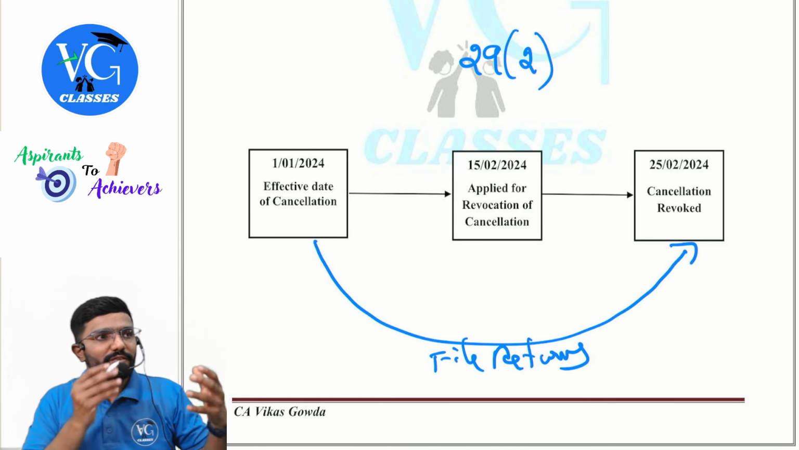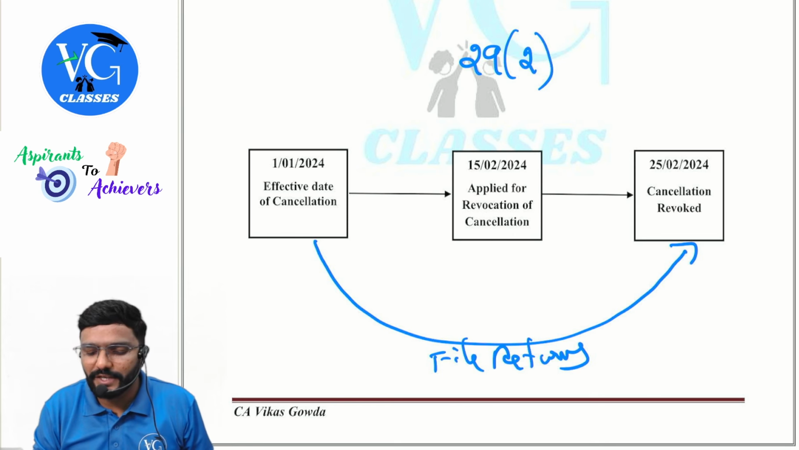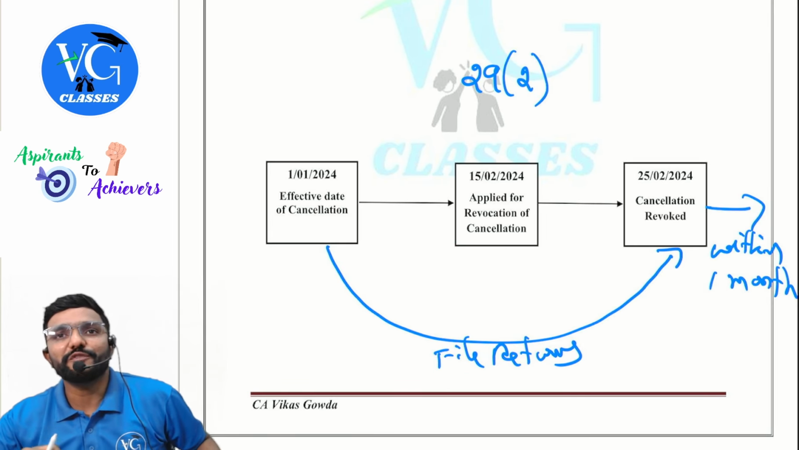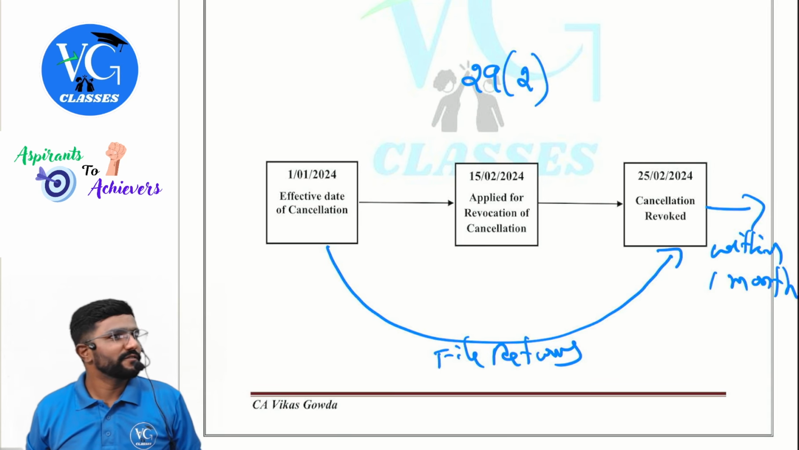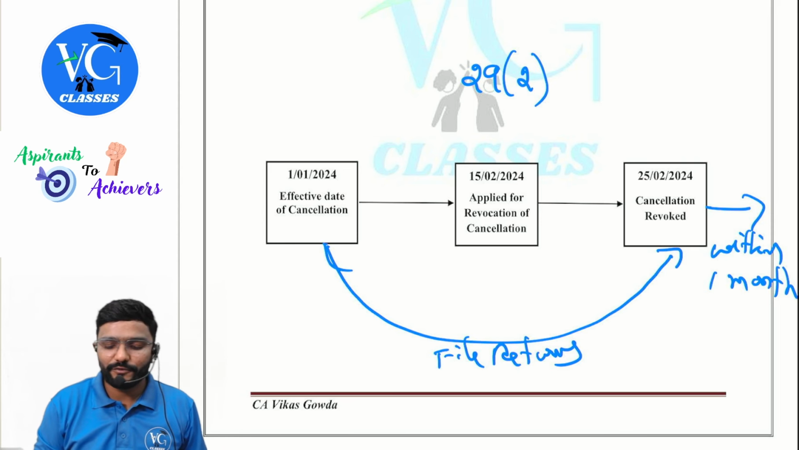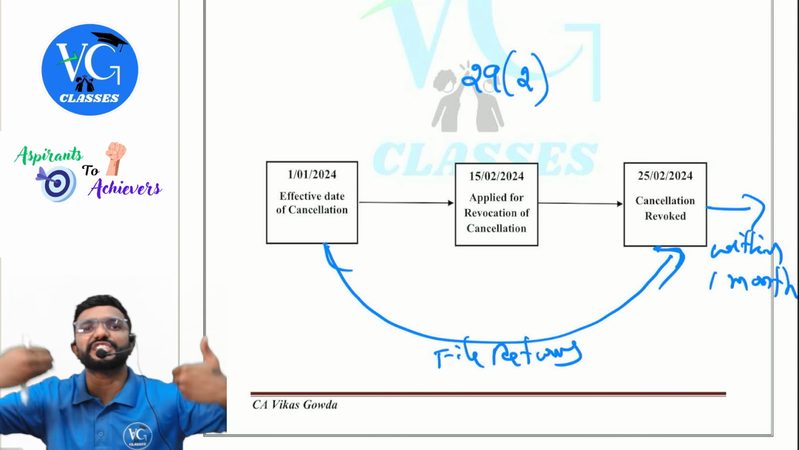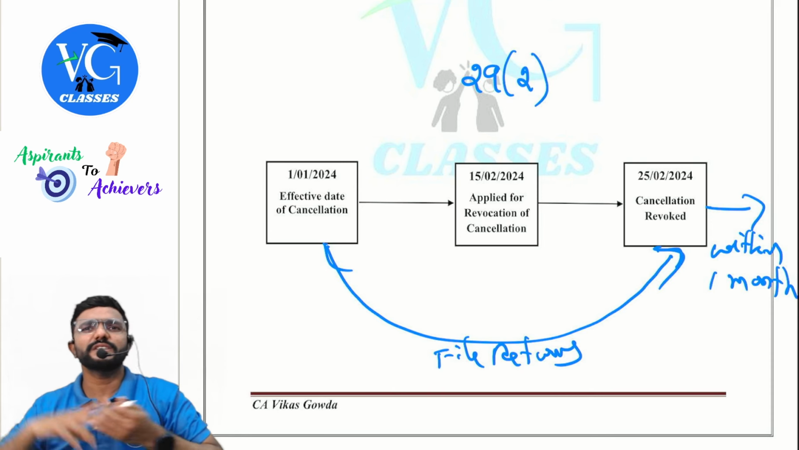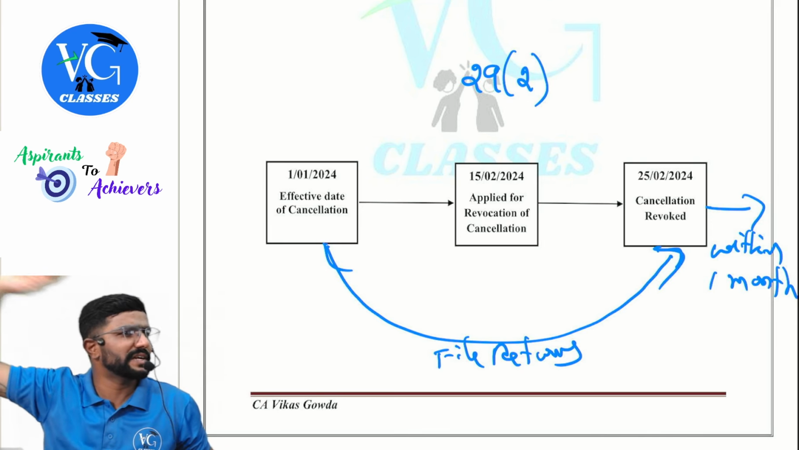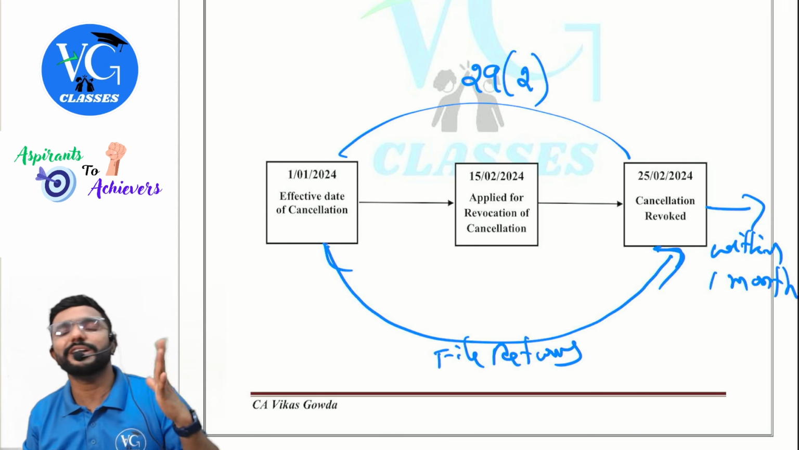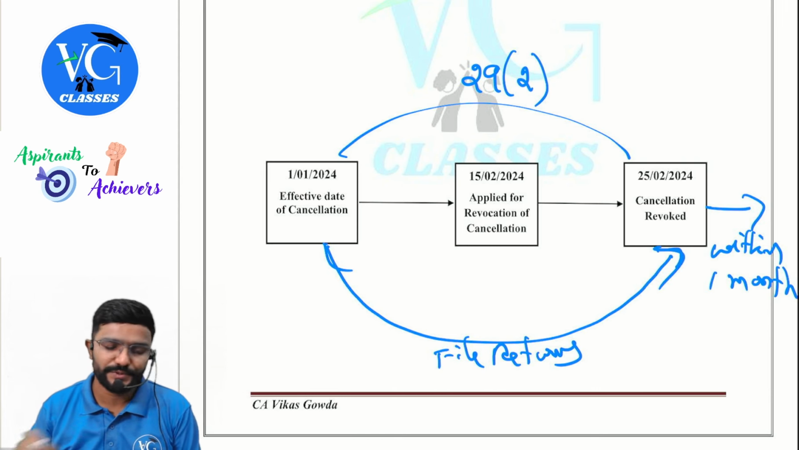Sir, within what time? From 1st January to 25th February, I have to file the return within 1 month. From when? From the date of revocation of cancellation, guys. Within 1 month from the date of revocation of cancellation, I have to file the returns for the period from the effective date of cancellation till the revocation date. Is that clear? Yes. After the revocation, normal timings will continue. Whatever the actual due dates are will continue. Only for this period, whatever GSTR 1 and 3B is there, I have to file within 1 month from the revocation date, guys. Okay, sir.